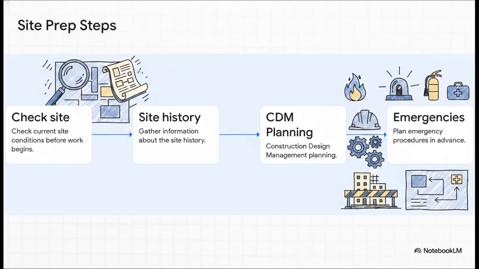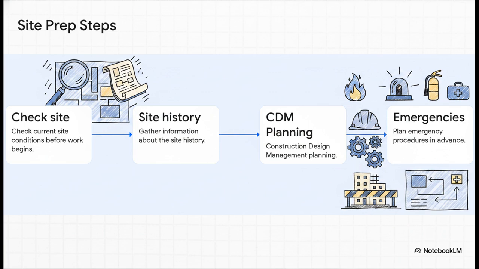So before anyone even steps foot on a site with a hard hat, there are 4 sequential pillars of preparation. First, you've got to check the current site conditions. Second, gather the site history. This one is absolutely non-negotiable, guys. You have to know if you're digging into an area that, say, used to hold toxic chemicals or has an unstable foundation. Third is CDM, or Construction Design Management, which basically bakes safety right into the planning phase.